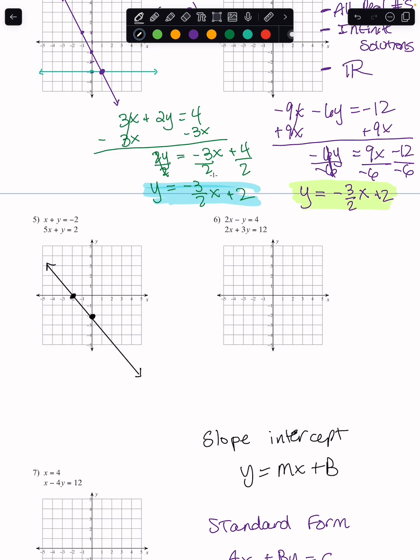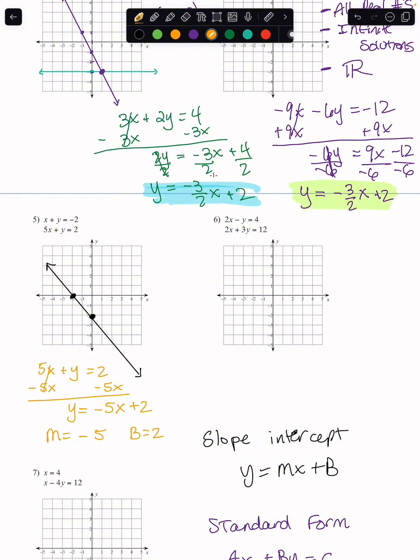We'll just do orange. So we got 5x plus y equals 2. I'm going to subtract 5x from both sides. So you're going to end up with y equals -5x plus 2, which makes my slope -5 and my y-intercept +2. But I need my slope in the form of a fraction, so put that over 1. So I'm going to go ahead and graph this now.